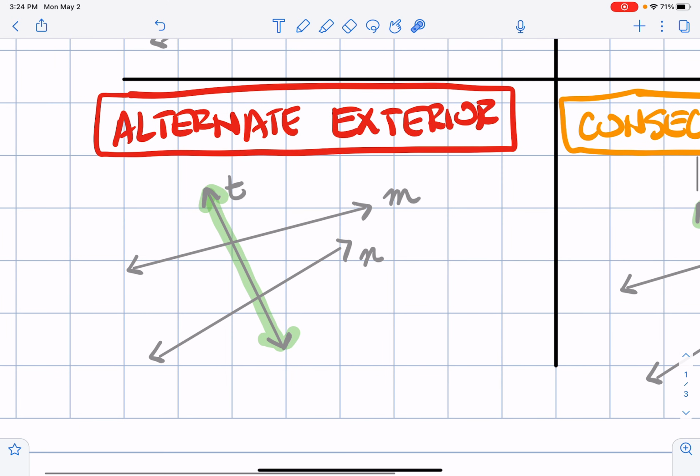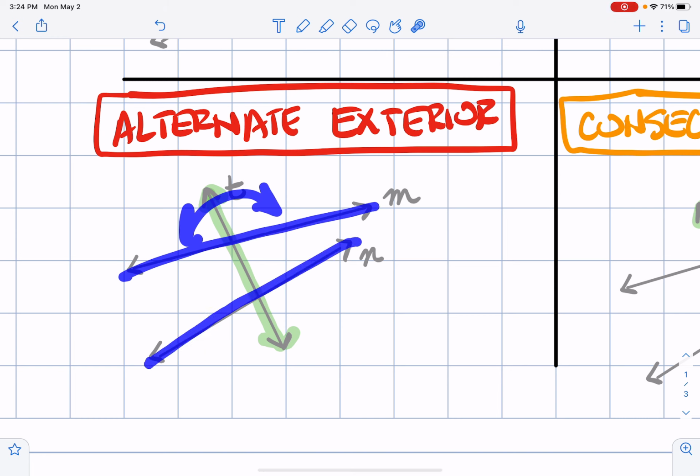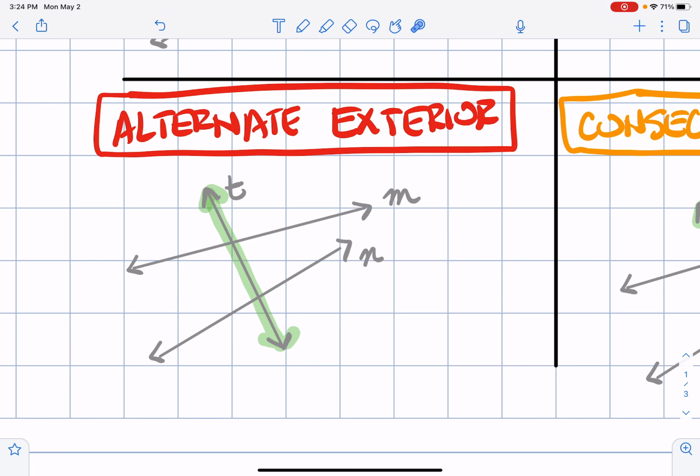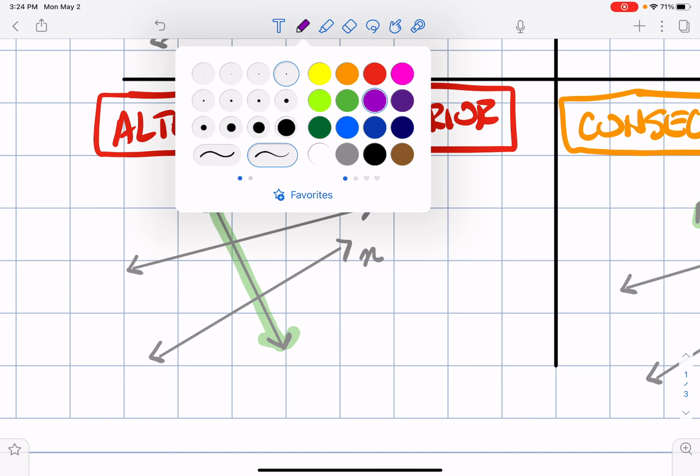Okay, alternate exterior angles, just what you think it would be, right? Again, relative to the transversal. Alternate means we want to be on opposite sides of the transversal and we want to be outside of our two lines. Sorry, not parallel. So in the same color here for you again, we'll go red, right?